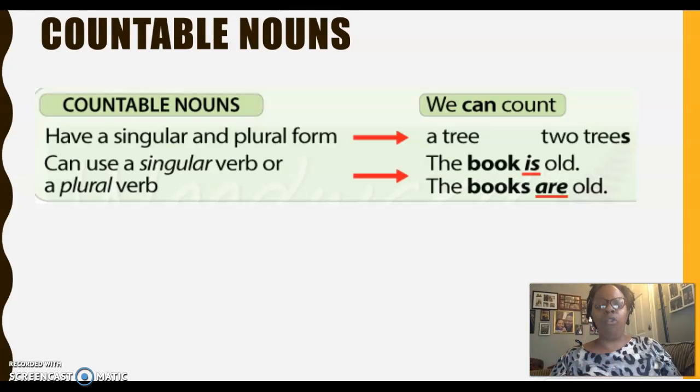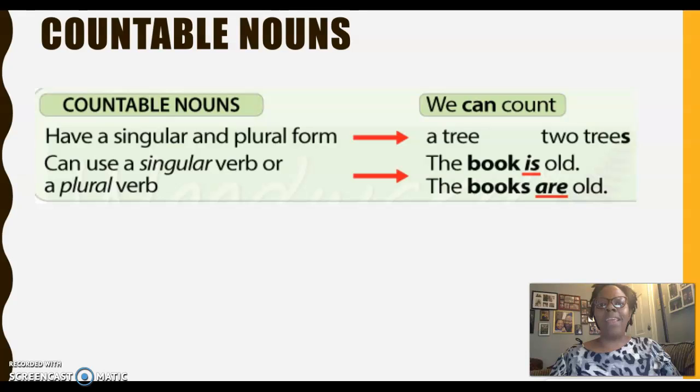That would be countable. Now, if your husband says, "Do we have any oatmeal?" You can't say we have 3 oatmeal, can you? Because a countable noun is something you can count physically. 1 tree, 2 trees, 3 trees. And so you're going to use things like is and are.